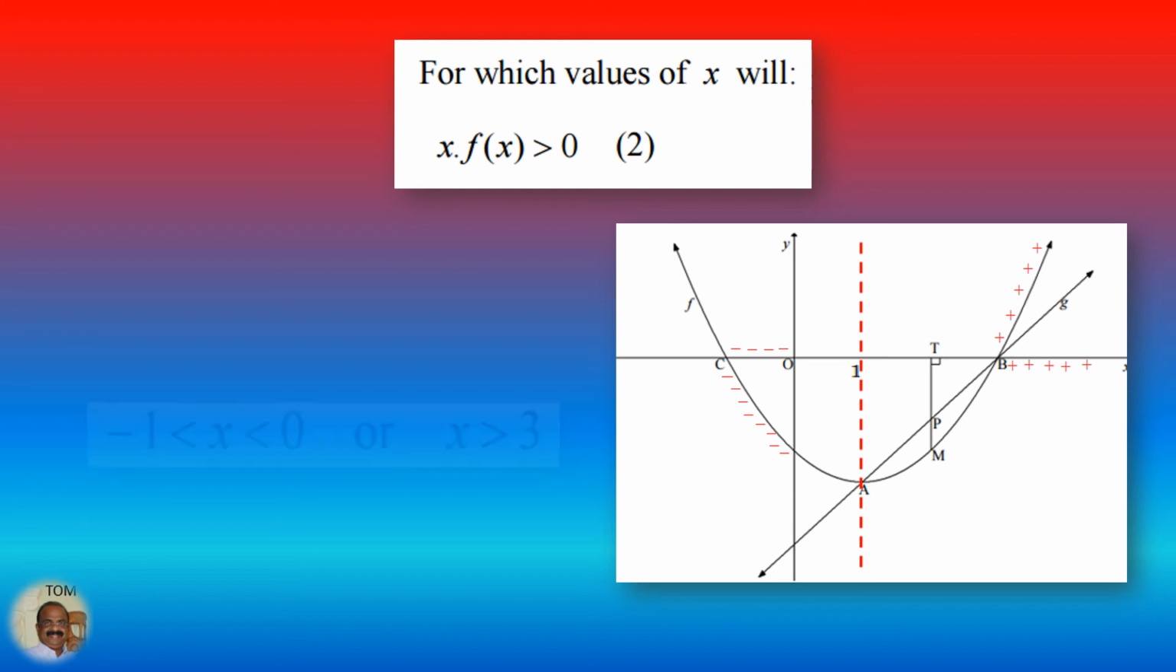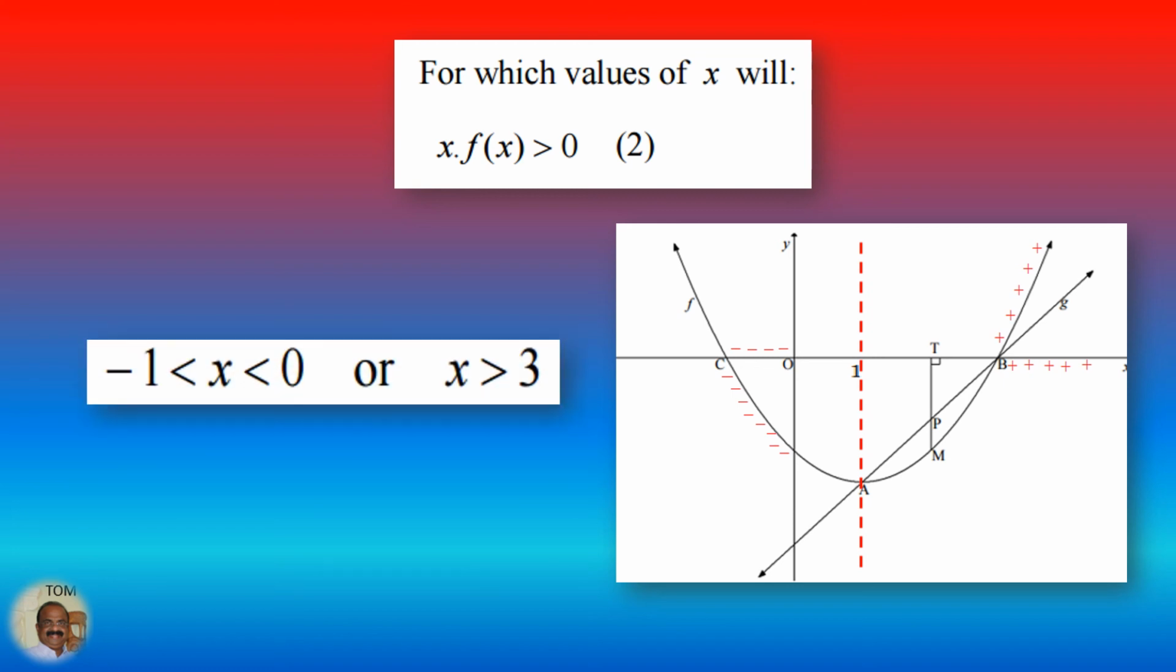So we summarize the answer. It's 2 marks. The x value must be between -1 and 0, or x is greater than 3. Look at the values of x. So we get 2 marks. After practicing a few questions like this, you will be able to score any question of this nature.